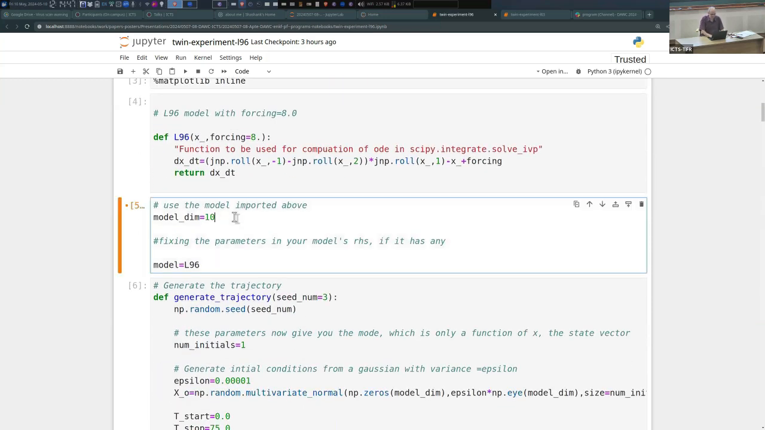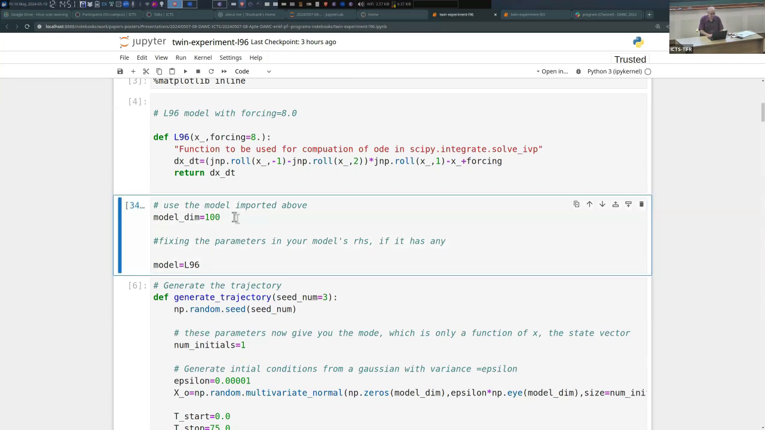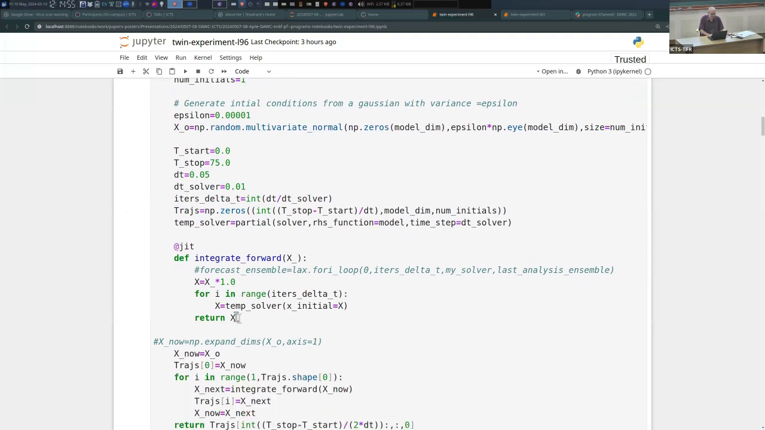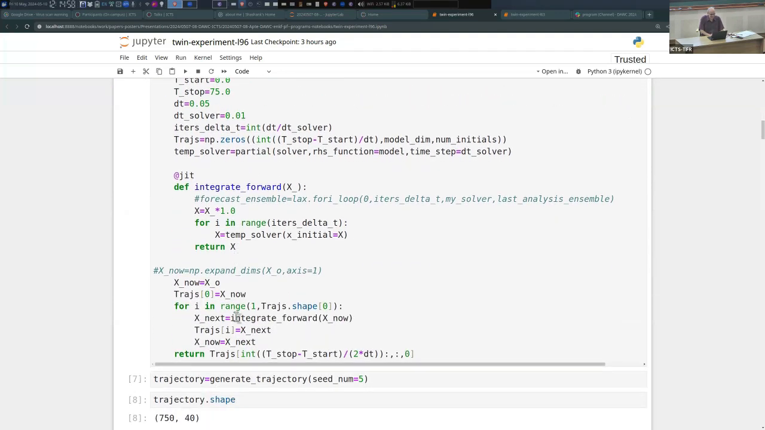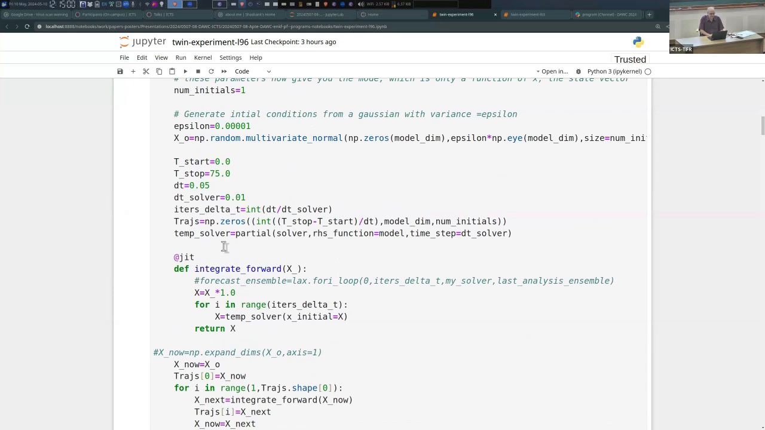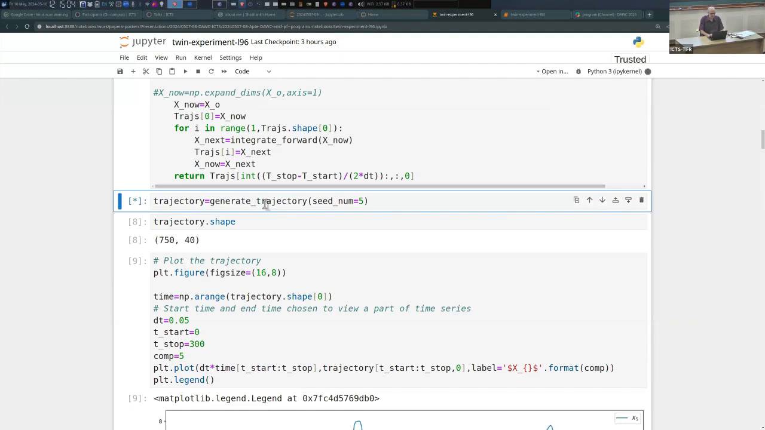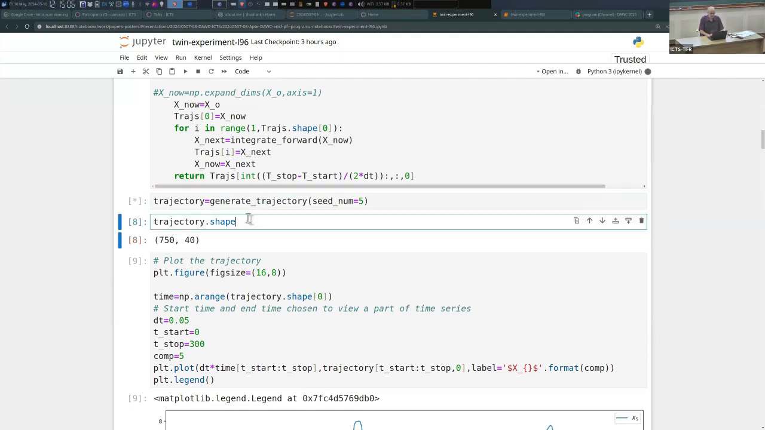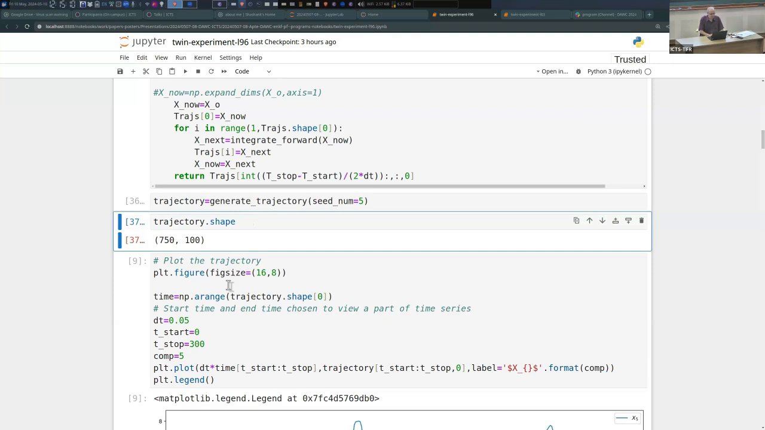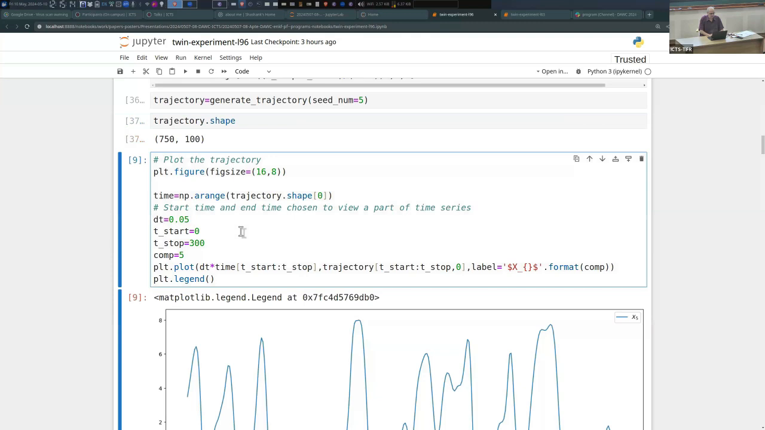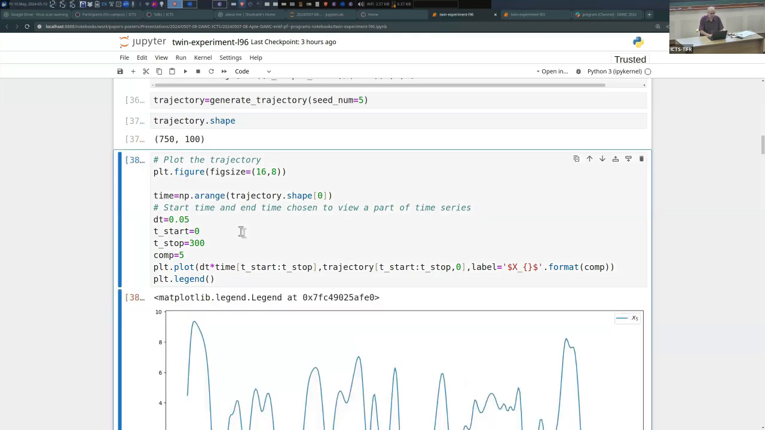Okay, so a 100-dimensional model. Very skeptical, but let's do it. And generate a trajectory. That part remains identical, no change in the code. I generate a trajectory. It's already taking quite a long time. And the shape is now 100. And this looks good.